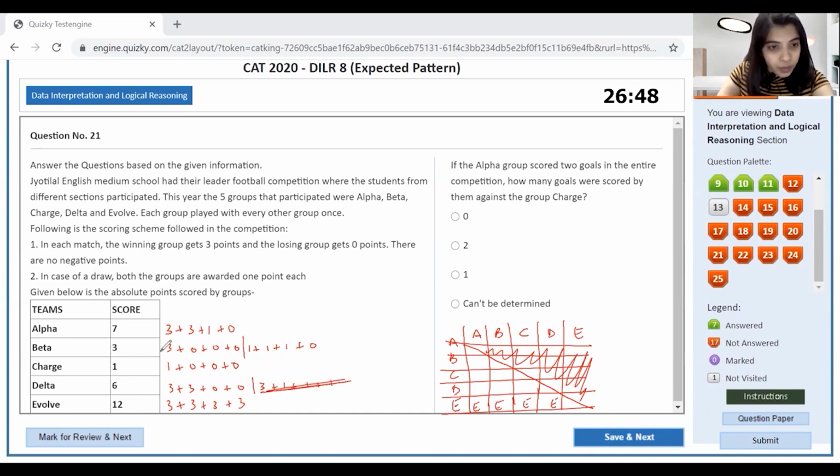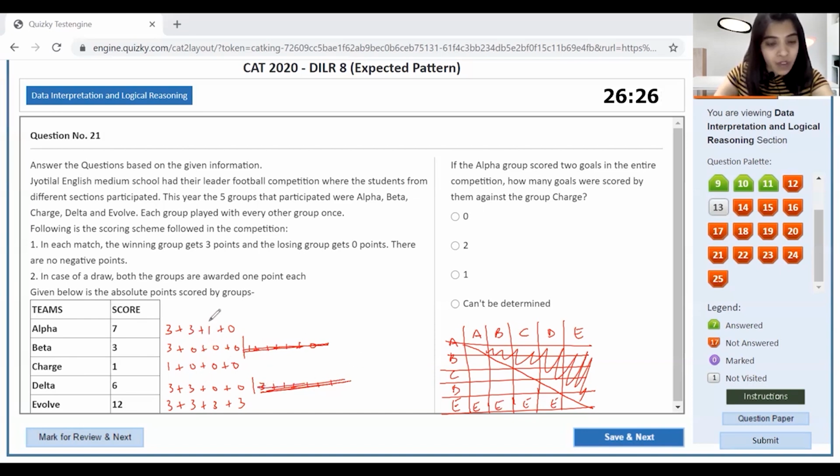Now, when we look at Beta, we have to decide for Beta. We have how many draws here? 1, 2, 3, 4, 5. Now, we cannot have 5 draws because the number of draws has to be even for it to be a proper amount. So this is ruled out. So this is the final breakup of points.